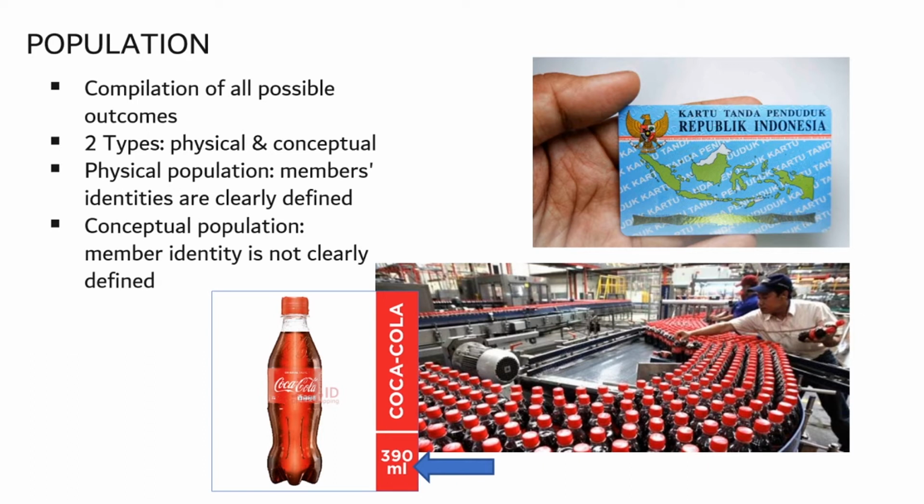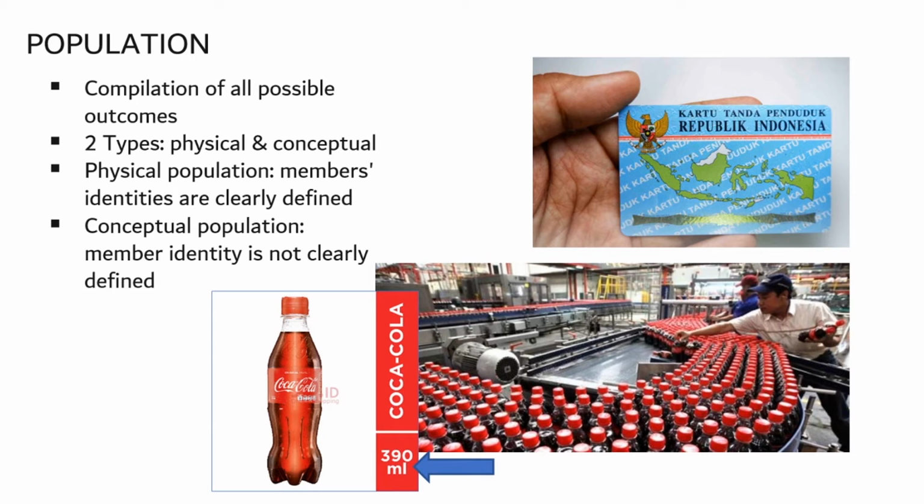There are two types of population. First is physical population. Second is conceptual population. Physical populations have clearly defined members. For example, the population is residents of all Republic of Indonesia. Of course, we can clearly limit that the members of the population are all people who are legally registered as residents. However many, we can identify all members of the population.